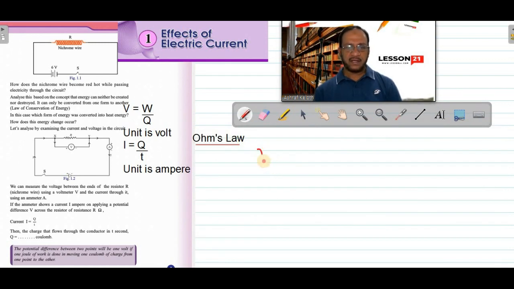What we have seen here is that the potential difference divided by current, V by I, is equal to a constant. Or we can write V is directly proportional to I. That means the potential difference across the two ends of a conductor is directly proportional to the current flowing through it. When current is doubled, potential difference also doubles. When current is tripled, potential difference also triples. It is directly proportional. Or we can write V is equal to a constant R into I.